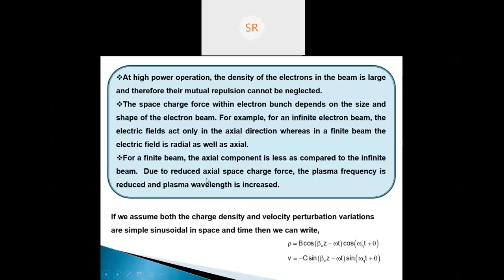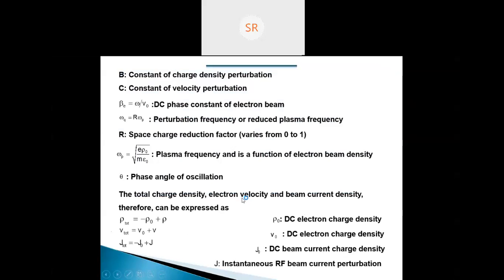And then we use both the things, and we assume that both the charge density and velocity perturbation variations are in this particular cavity. So these are the expressions here.